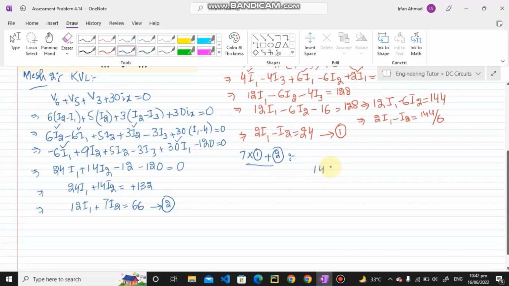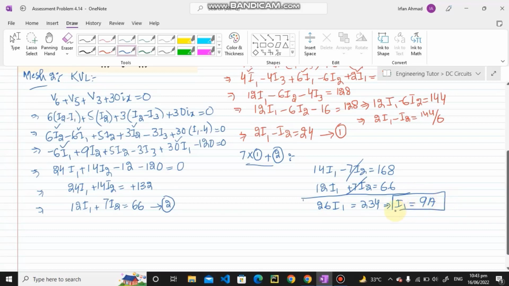I will get here 14 I1 minus 7 I2 is equal to 168, because 7 multiplied by 24. Similarly, now adding it with 12 I1 plus 7 I2 is equal to 66. Okay, so now after adding them together, these two will cancel out. Here I will get 26 I1 equal to 168 plus 66, which is 234. And now I get I1 equal to 234 divided by 26, which is 9 amps.